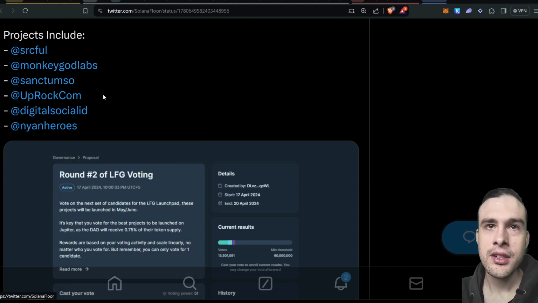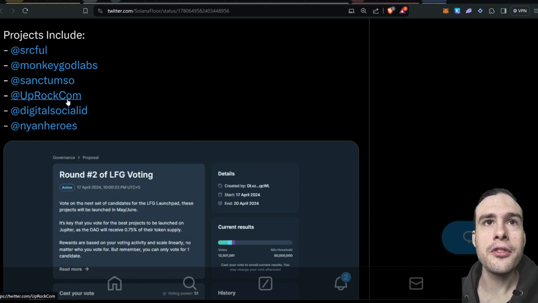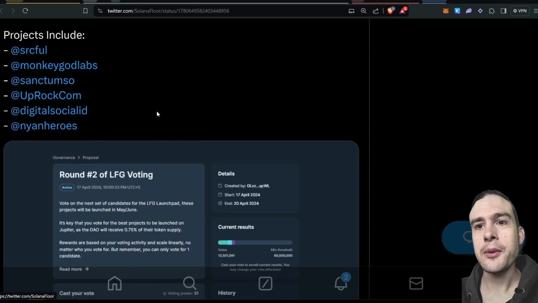I've got 2 wallets. So in my major wallet, I voted for Sanctum LST. And in my minor wallet, it's only got a small amount of Jupe that's staked at the moment, I voted for Uprock. So anyway, I voted for both. Currently, Sanctum LST is in the lead.